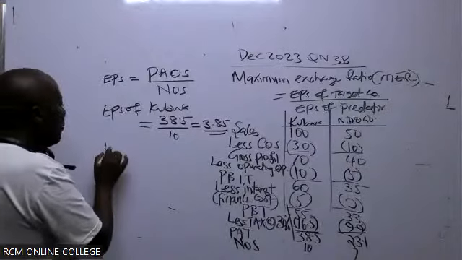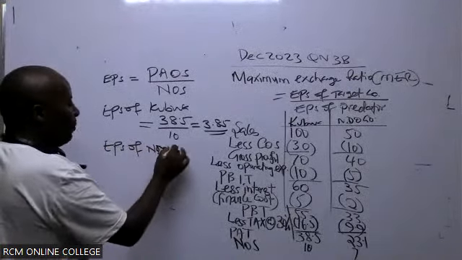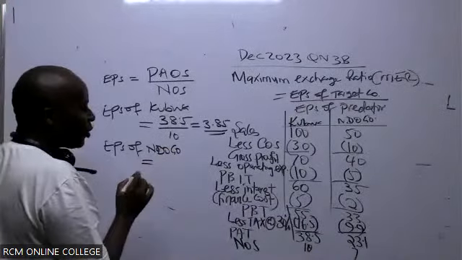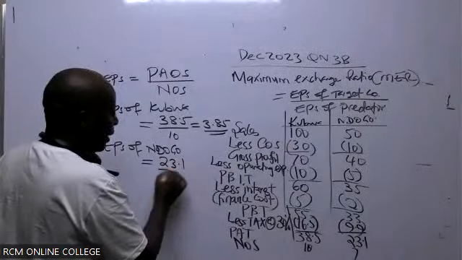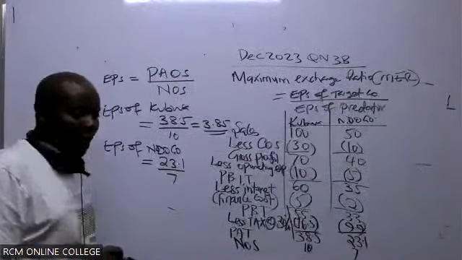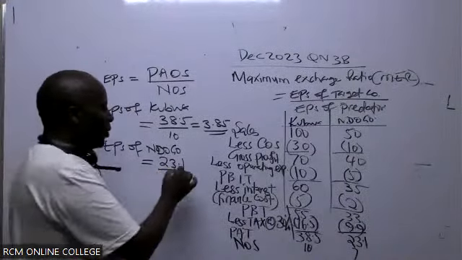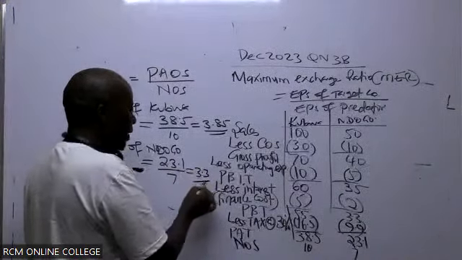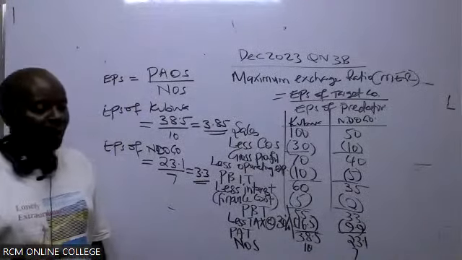And then we have EPS of Ndogo. EPS of Ndogo will be 23.1 divided by 7, which gives me, according to Ida, 3.3. According to Ruth as well, thank you so much, 3.3.